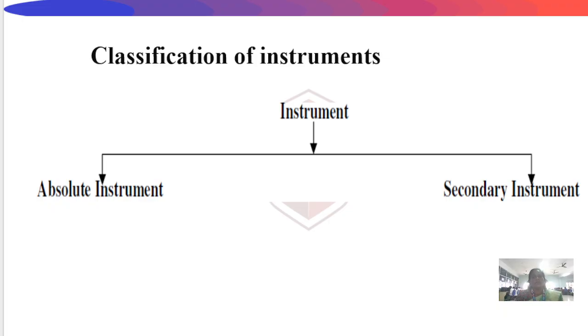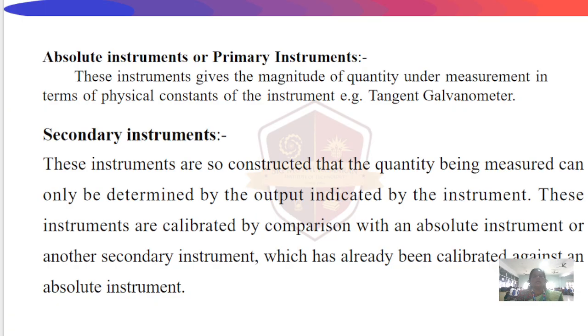Instruments are broadly classified into two types: absolute instruments and secondary instruments. First, absolute instruments. These instruments give the value of the quantity in terms of physical constants of the instrument itself. They do not require calibration with another instrument. For example, the tangent galvanometer.